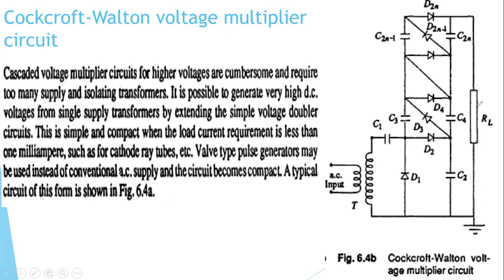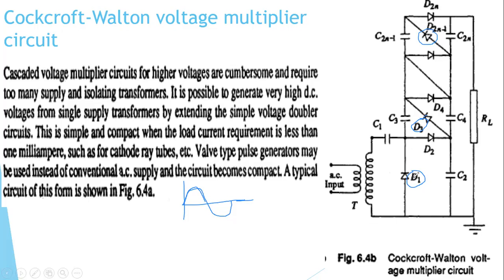How it operates, in simple terms: here we give a sinusoidal wave, with a positive half cycle and a negative half cycle. During the positive half cycle, diodes D1, D3, up to D2n-1 are conducting, forward biased. The load current is very small, in microamperes.